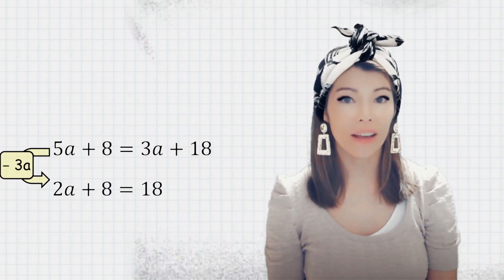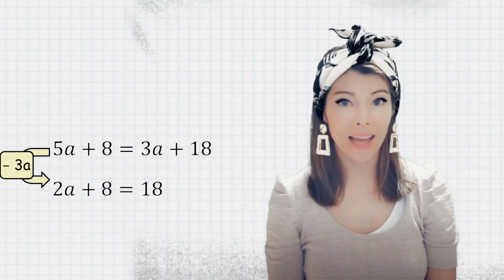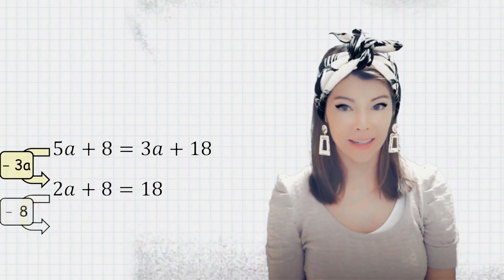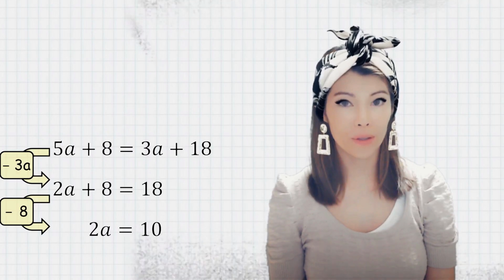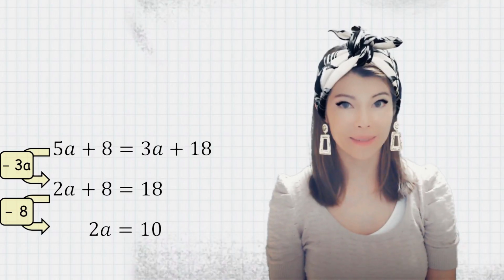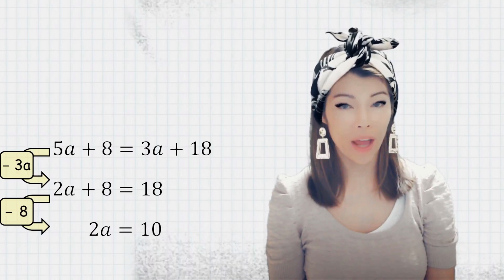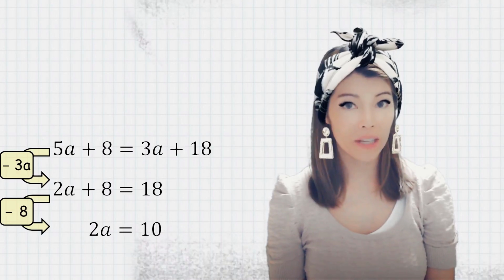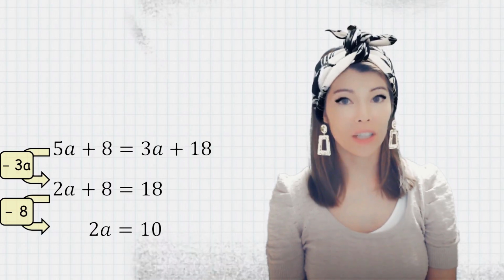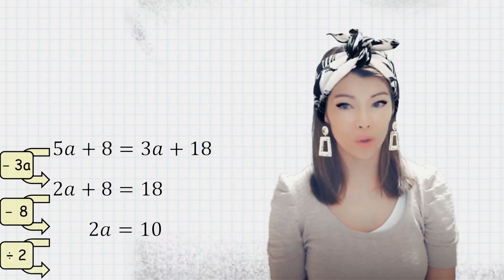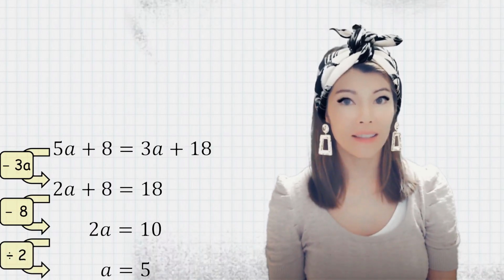What do we do next? We get rid of the plus 8 by minusing 8. So now we have 2a equals 18 minus 8, which is 10. And lastly, 2a, or 2 times a. The opposite of that is dividing by 2. So 2a divided by 2 is just a, and 10 divided by 2 is 5. So a is equal to 5.